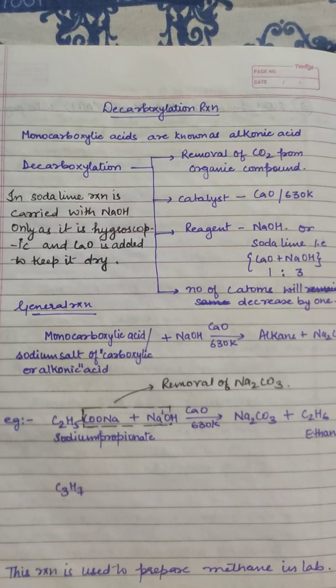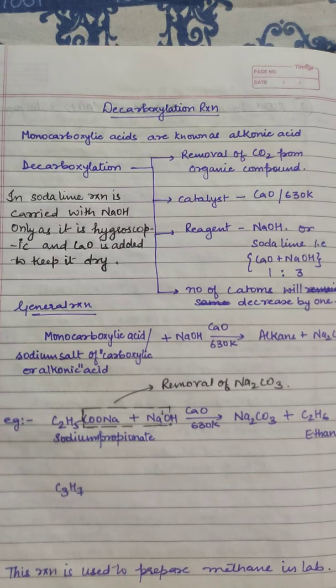Today's video is based on the decarboxylation reaction. Decarboxylation is an important method to derive alkanes from alkanoic acids. Basically, monocarboxylic acids are known as alkanoic acids. I'll show you the example also. What are alkanoic acids? Decarboxylation means that we are removing the carboxylate ion.